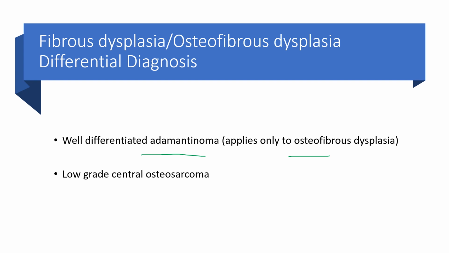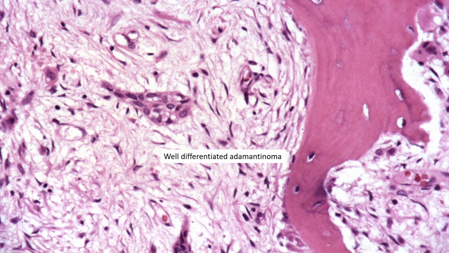The second entity is more broad, although again tibia seems to be a fairly common site, and this entity I'm talking about is a low-grade central osteosarcoma. All right, so this, doesn't it look a little like osteofibrous dysplasia? In fact, this lesion was from the tibia.